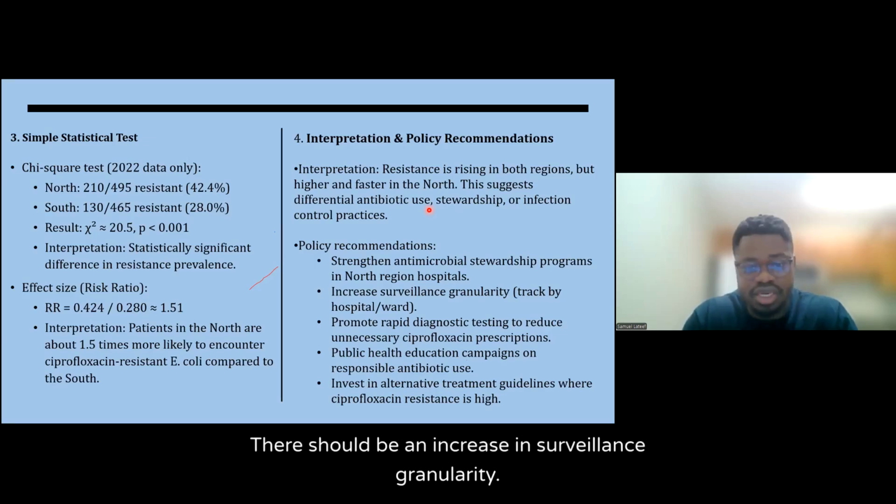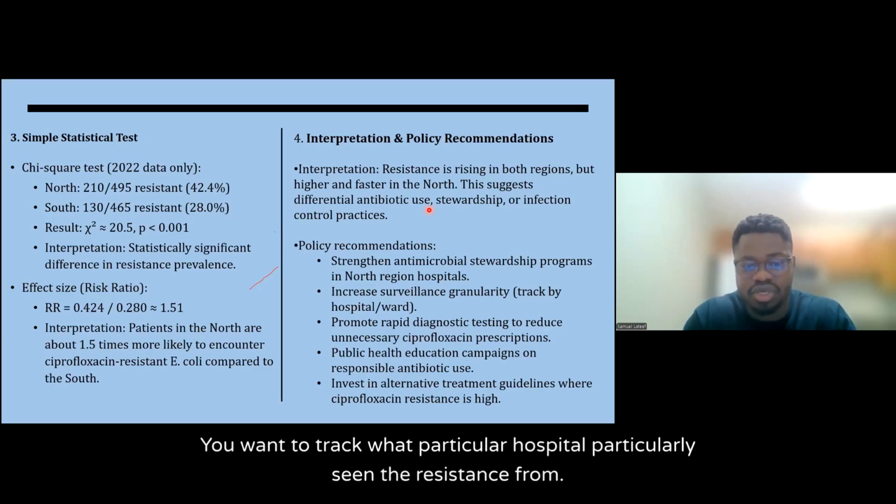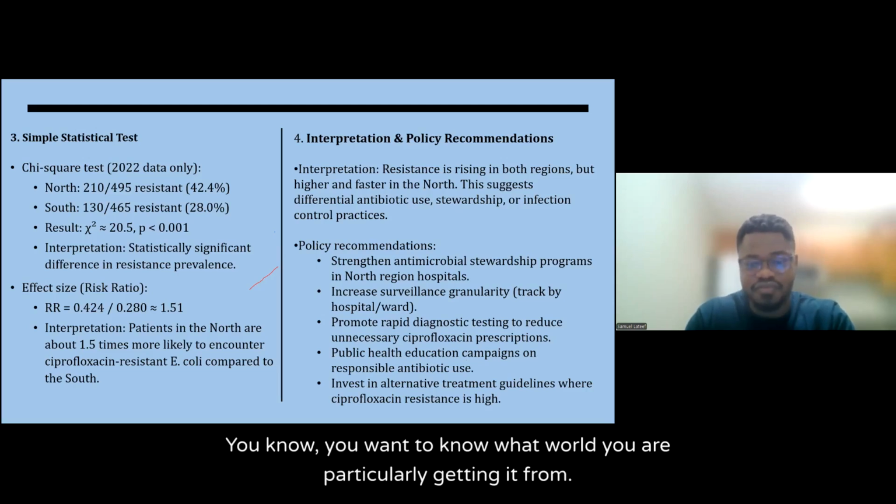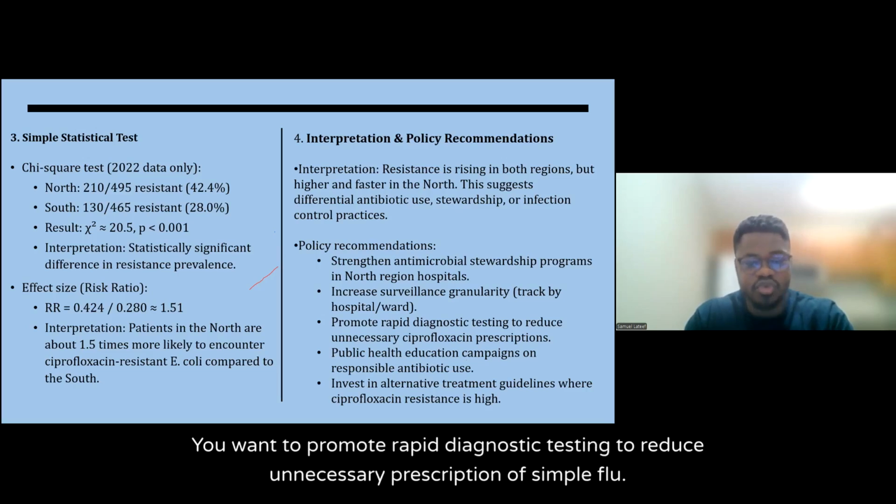There should be an increase in surveillance granularity. You want to track what particular hospital we are particularly seeing the resistance from. What ward? Is it the antenatal? Is it the OB-GYN? Or is it the orthopedic? You want to know what ward you are particularly getting it from. You want to promote rapid diagnostic testing to reduce unnecessary prescription of ciprofloxacin.